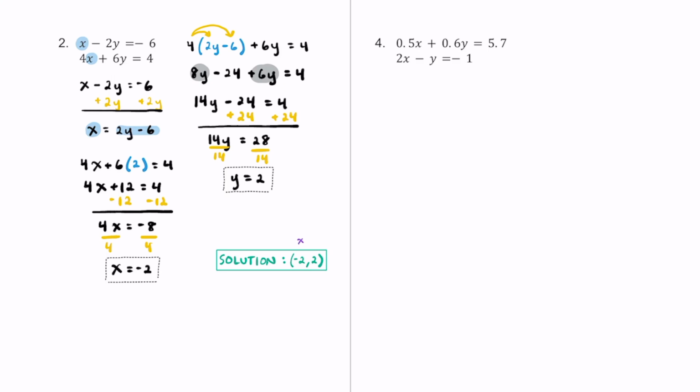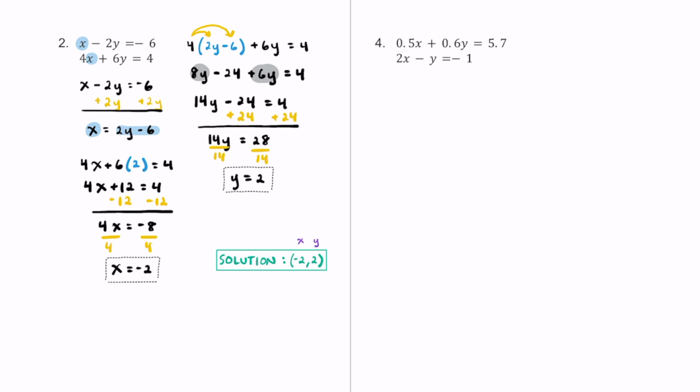So again, this is an x value and this is a y value. Let's go ahead and substitute it into the first equation. So let's take x as negative 2. Let's substitute that right here, and y is positive 2. Let's go ahead and substitute that in right here to see if this does make sense.